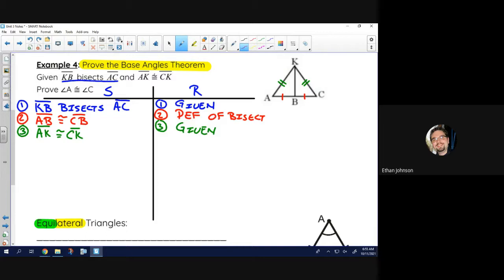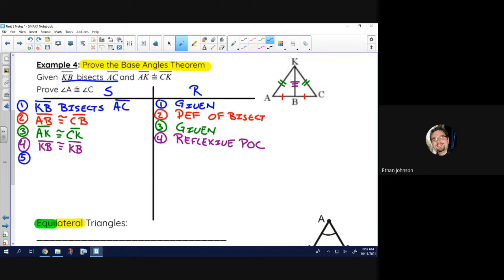Well, we didn't say parallel, but they do share a side. So I will write that side that they share. So KB, congruent to itself, KB. And that is a reflexive property of congruence. So I'll put 3 marks on. Well, we have 3 triangle congruency statements, which is what we need for any triangle congruency.